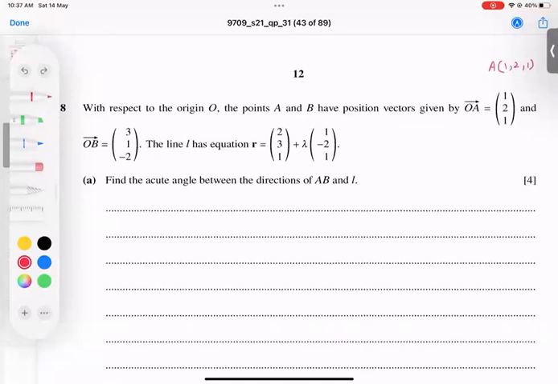Maybe we use this in this question, just as extra knowledge: angle between lines. We have L, one line, given here, and we have been given OA and OB, and we have to find the angle between AB and L. It means, first of all, we have to find the equation of line AB. How to get the equation of line AB? I'm writing here, vector equation of line.